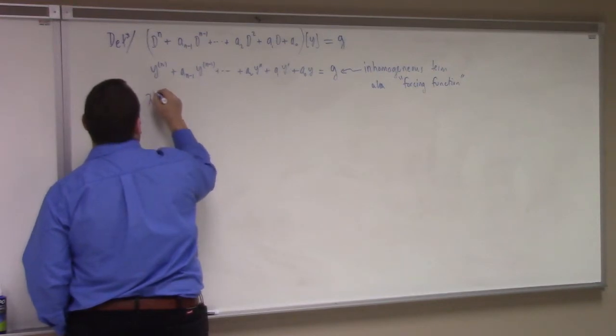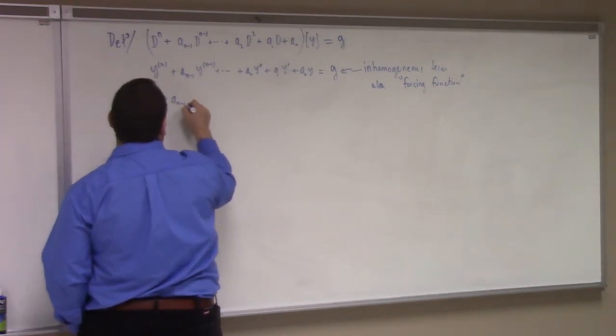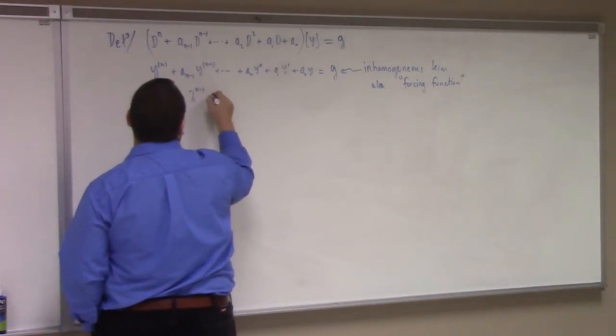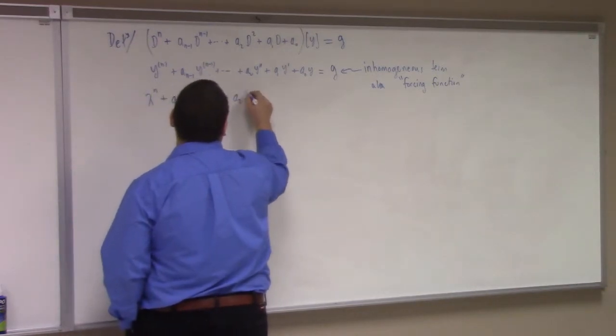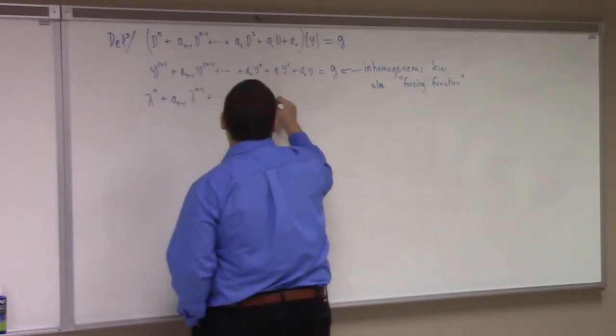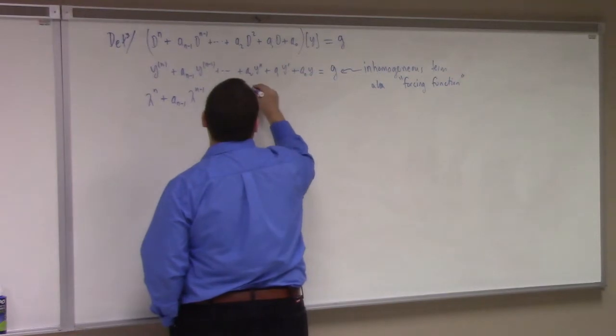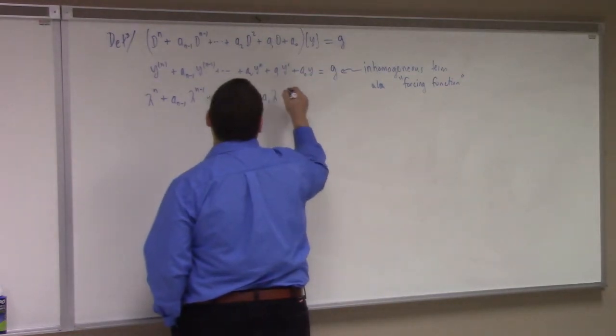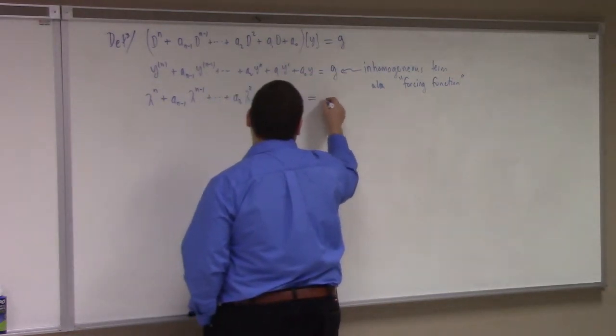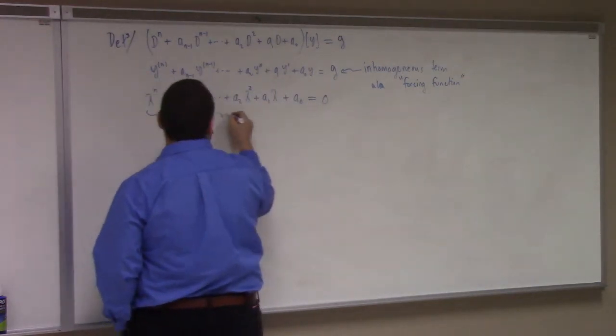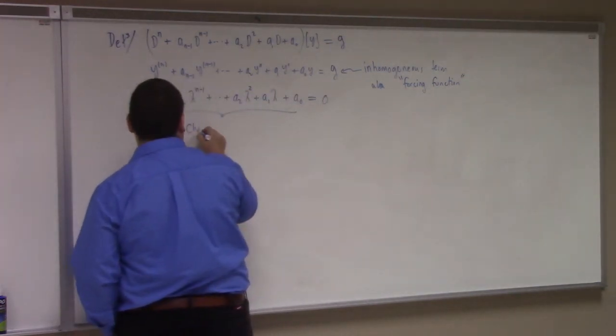the characteristic equation is lambda to the n plus a_{n-1} lambda to the n minus 1 plus and so on, plus a2 lambda squared plus a1 lambda plus a naught equals 0. In other words, this is the characteristic equation.